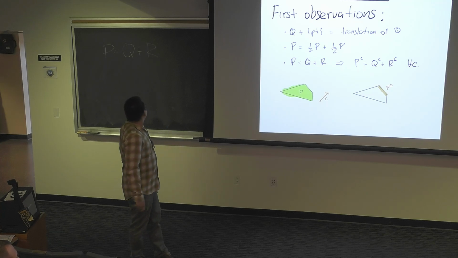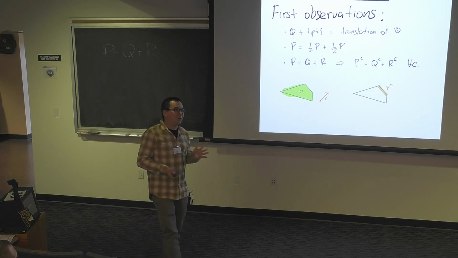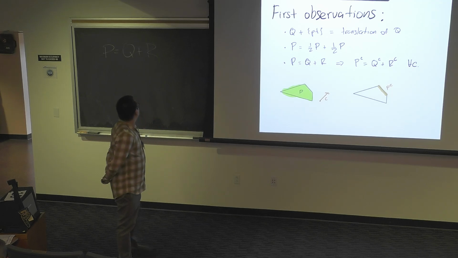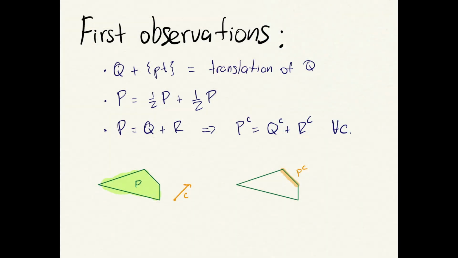So some people will say that we do everything modding out by translations. We don't do that here, but basically, if I can translate back and forth, those are kind of in the background. Also, there is always some trivial things that you can do. Like P is equal to 1/2 of P plus 1/2 of P. This is because of convexity, P is closed under taking all the midpoints. So yes, that equality is true. And that means that you can always do that. If I just say decompose it, then sure, you can do it. You can say that P is equal to 1/2 of P plus 1/2 of P.